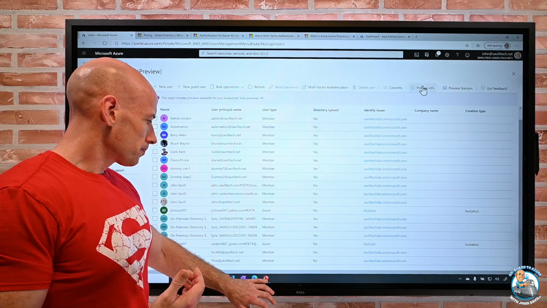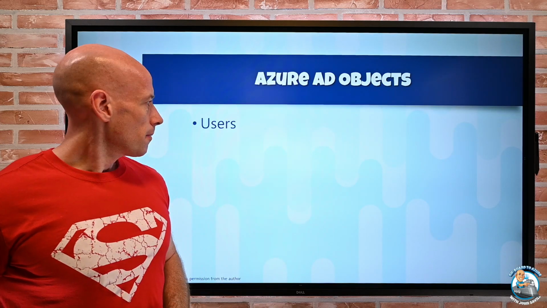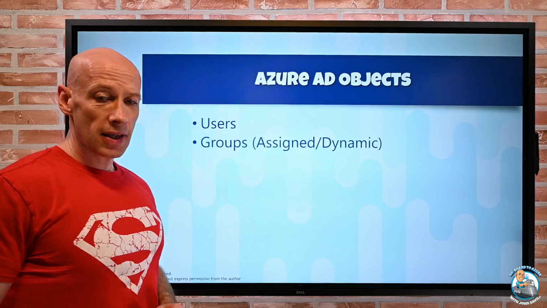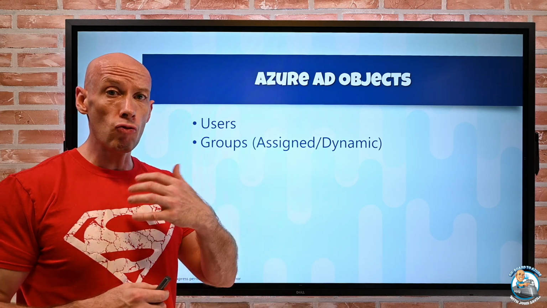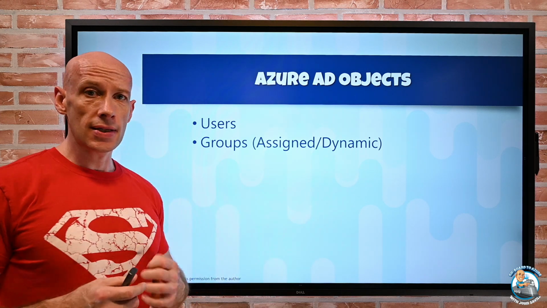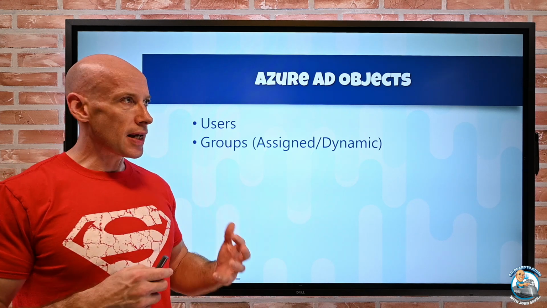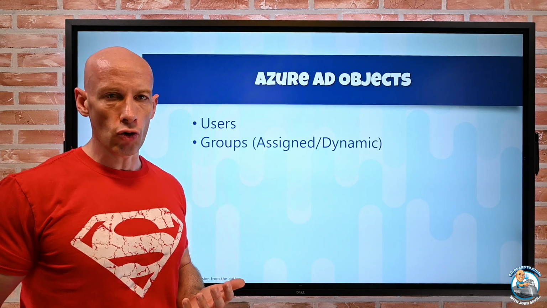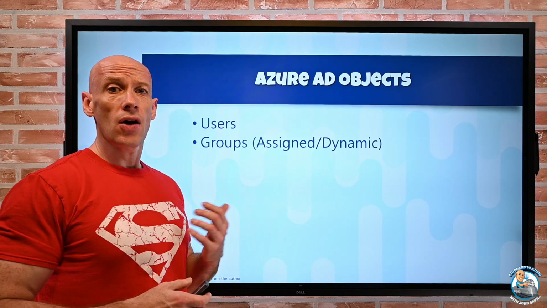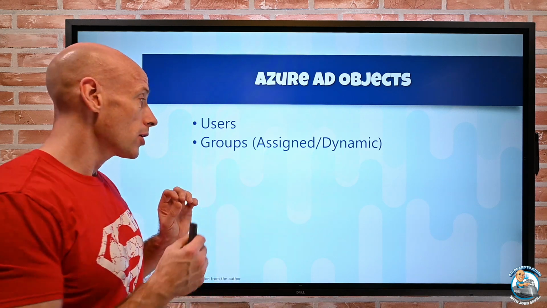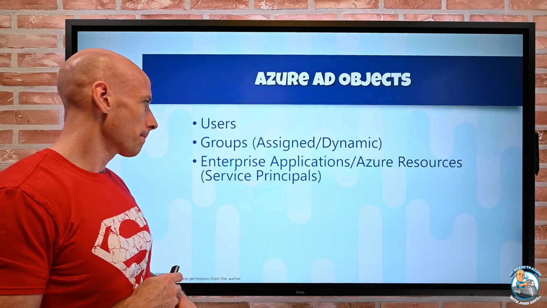So we have users. Then we have groups. These can again be assigned. I'm setting who's in the group. It can be dynamic. I set some rule that says, hey, based on this attribute, if you have this particular attribute, then you're a member of the group. It could be maybe a department. It could be saying in your title, whatever I want. I can use that to drive group membership.